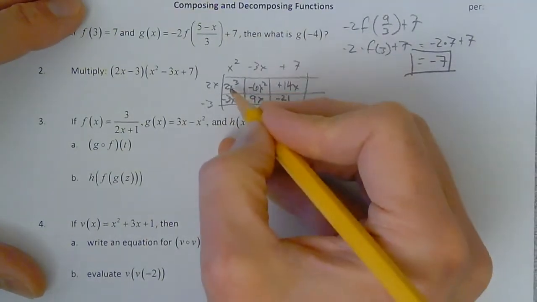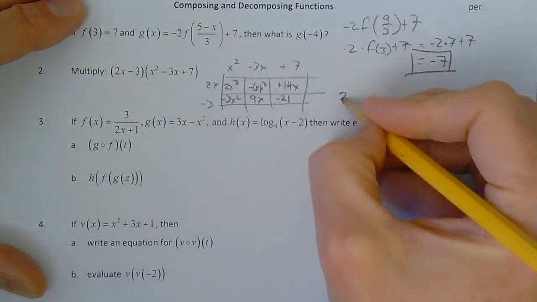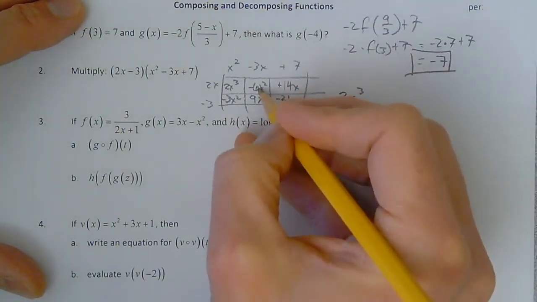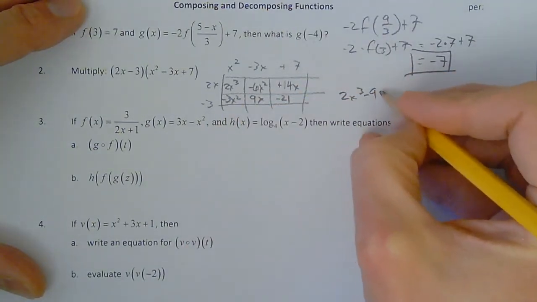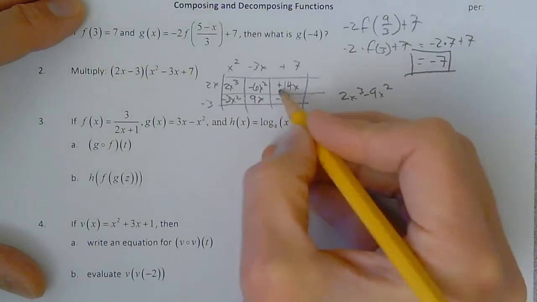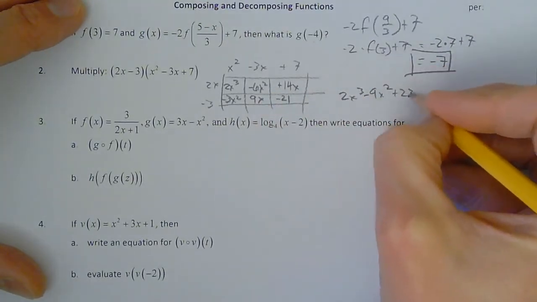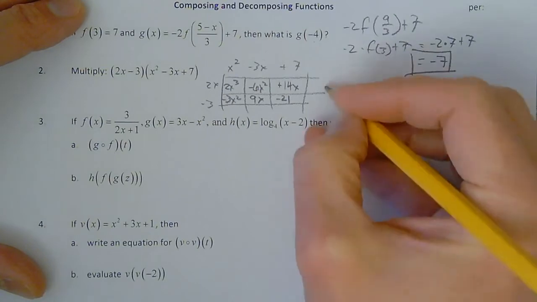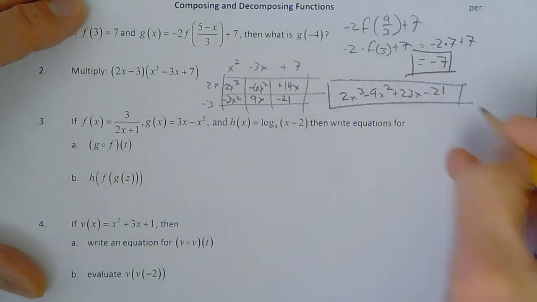And if we add all of those parts together, we have a 2x cubed. Negative 6 minus 3 is negative 9 x squared, 9 plus 14 is plus 23x, minus 21. That's what we get when we multiply those together.